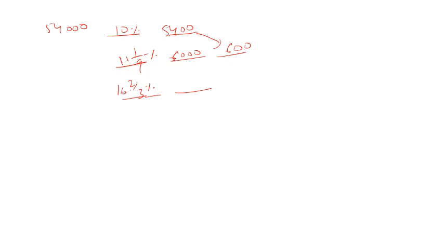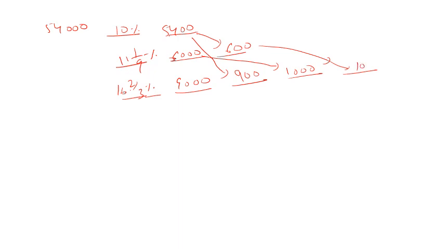Now 16 whole 2 by 3%, that is basically 1 by 6. 1 by 6 of the principal, that is 9,000. Again 1 by 6 of the first year's interest is 900. Basically you have to take interest on every interest, right? 1 by 6 of 6,000 is 1000. 1 by 6 of 600 is again 100, right?